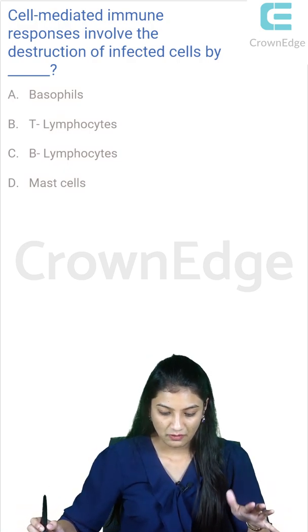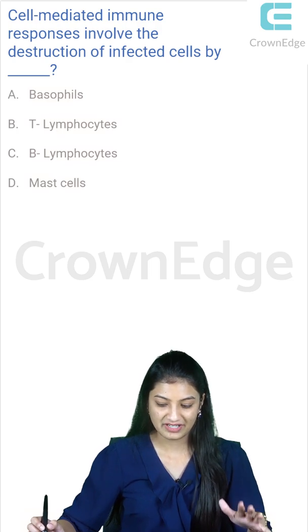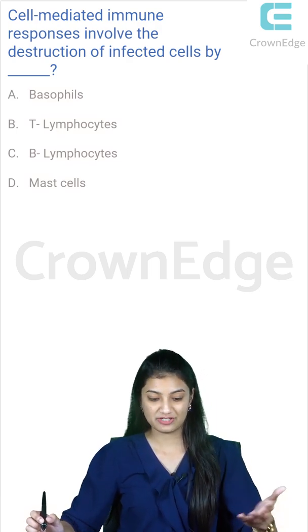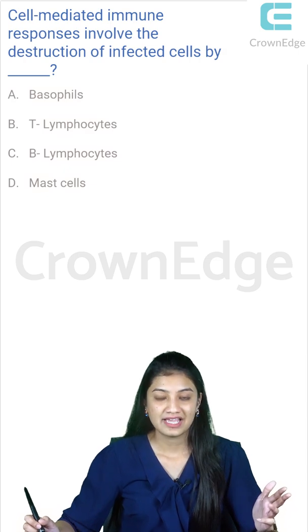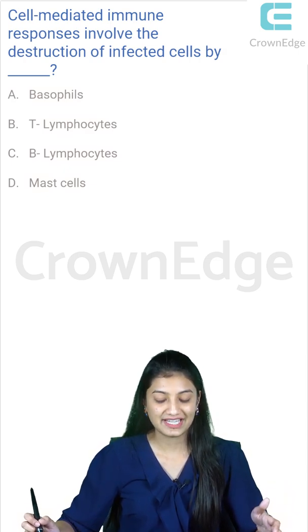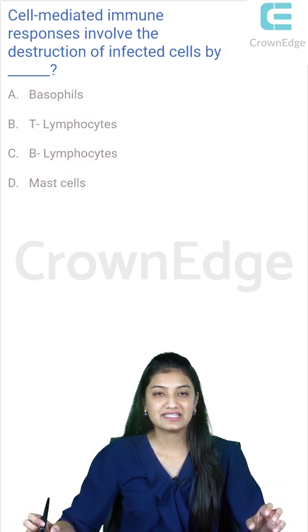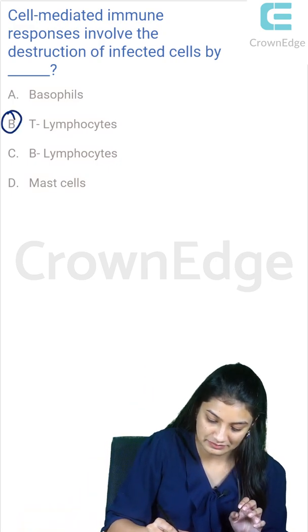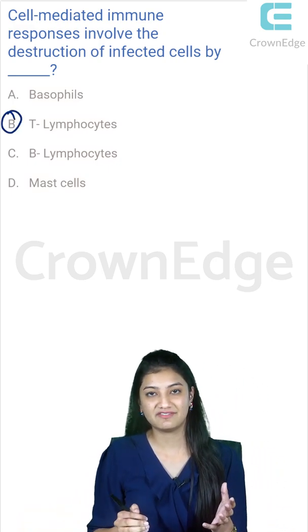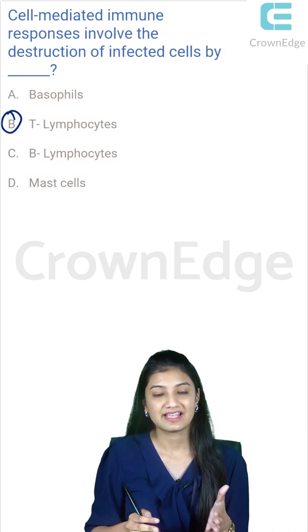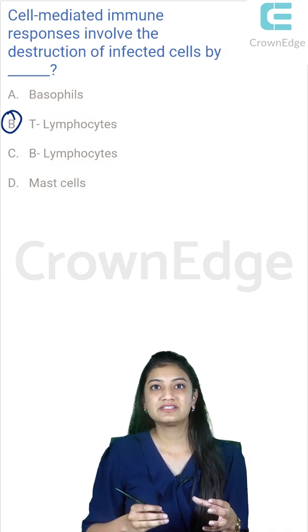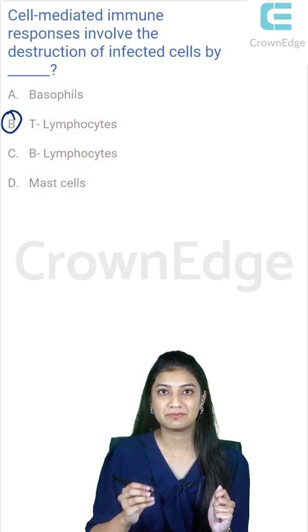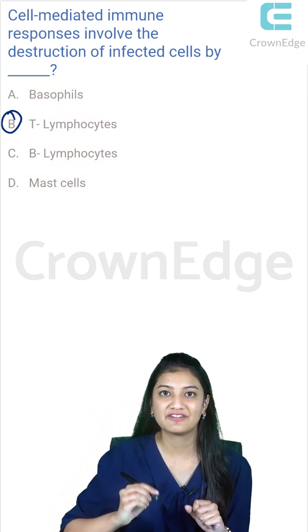Cell-mediated immune response involves the destruction of infected cells by which of these? Basophils, T lymphocytes, B lymphocytes, and mast cells. The answer is T lymphocytes. To be very specific, it's the effector T cells. Like we had learned, they are the ones who are responsible for cell-mediated immunity. I had marked it in the previous slide for you to remember it better.